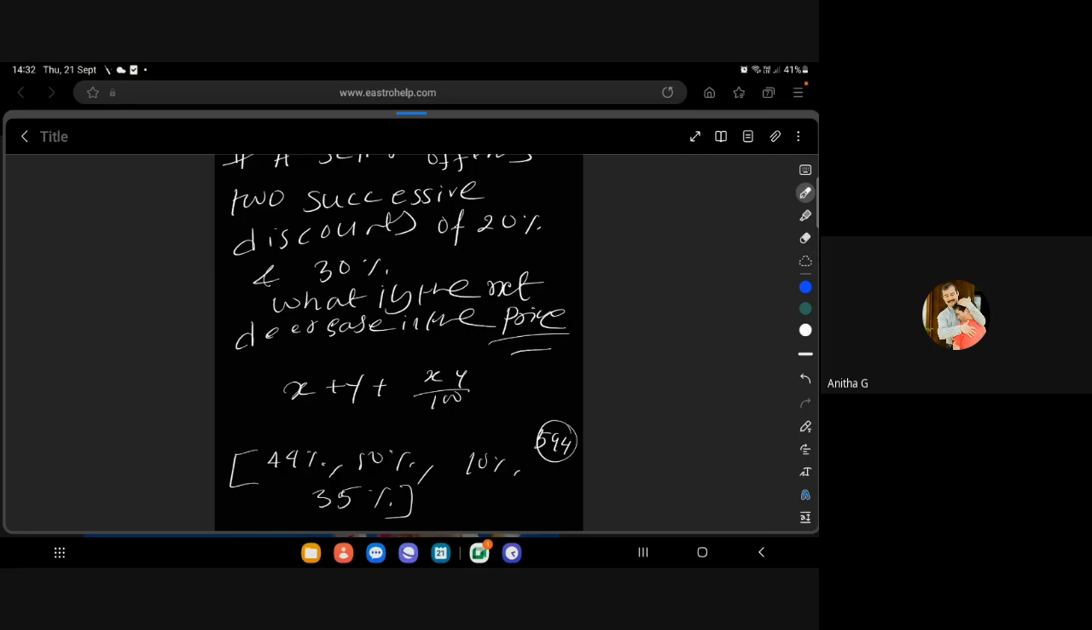The shopkeeper has given you successive discounts. First a 20% discount. Then you tell the shopkeeper, give me more discount. Then he says okay, I will give you 30% more discount. Now, what will be the net discount or net decrease in the price?